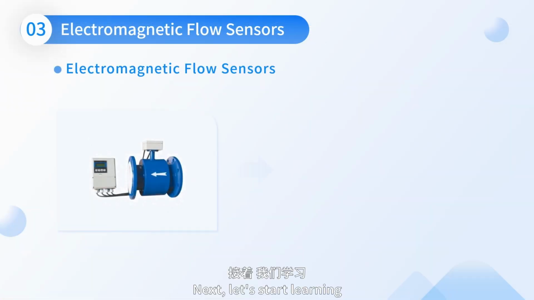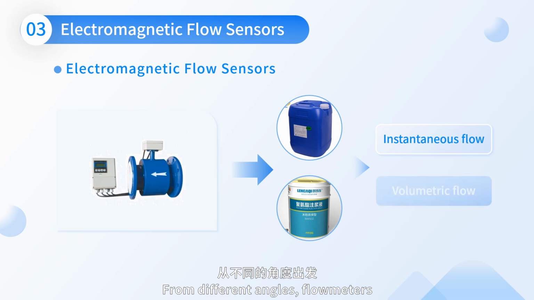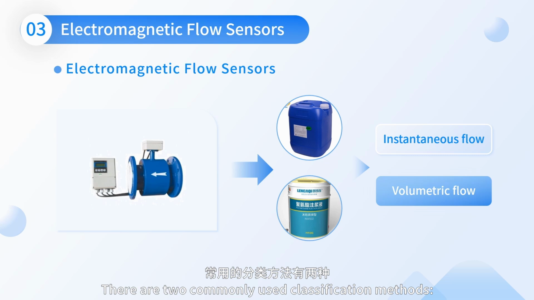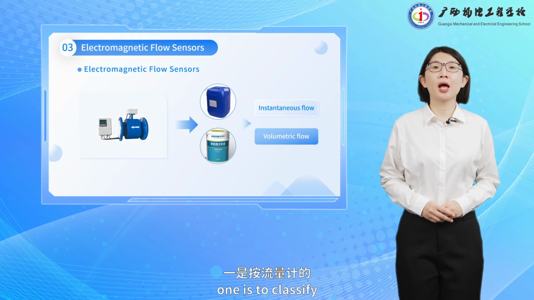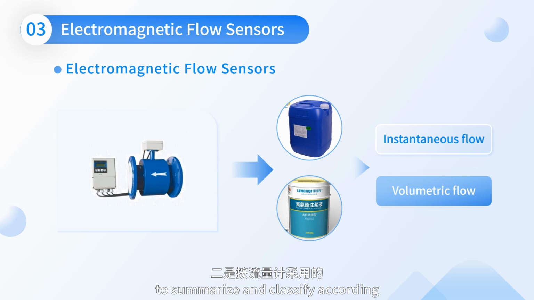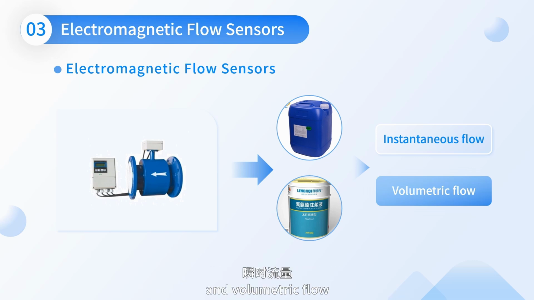Next, let's start learning about electromagnetic flow sensors. From different angles, flow meters have different classification methods. There are two commonly used classification methods. One is to classify according to the structural principle of the flowmeter. And the second is to summarize and classify according to the measurement principle adopted by the flowmeter. Electromagnetic flow sensors are an integral part of electromagnetic flow meters, which is used to measure the instantaneous flow and volumetric flow of conductive liquid and slurry.